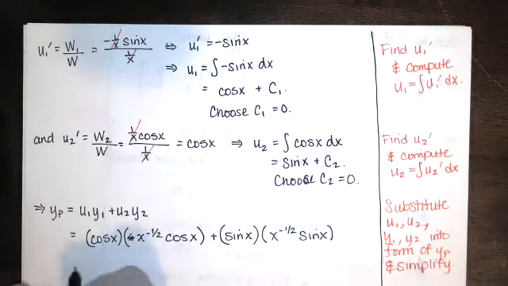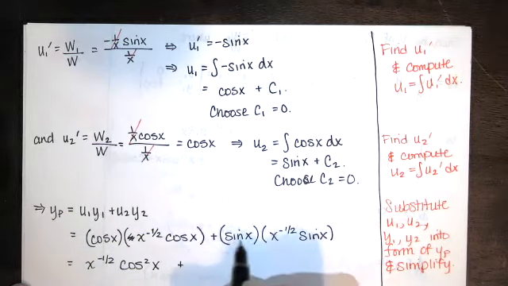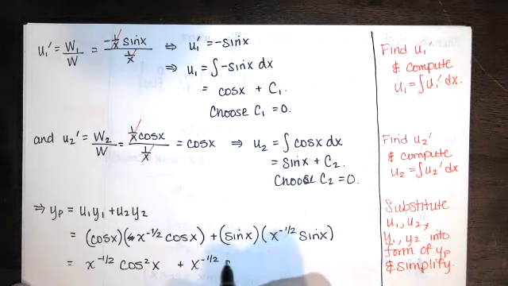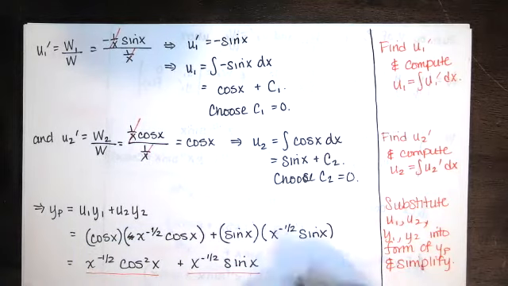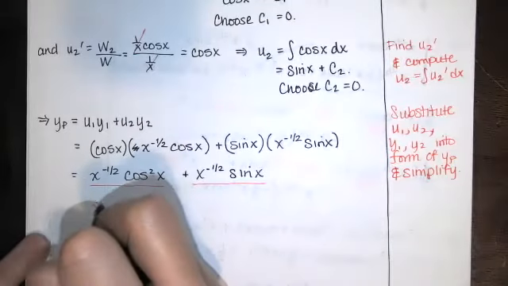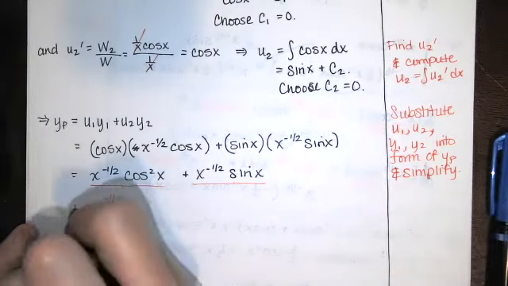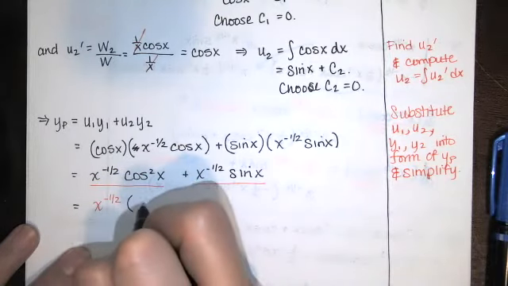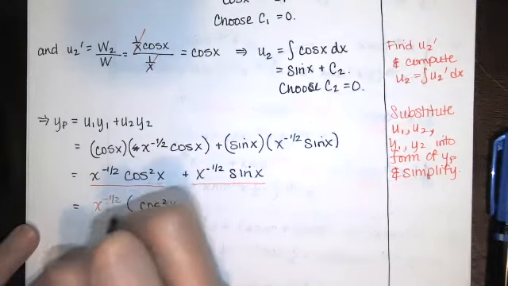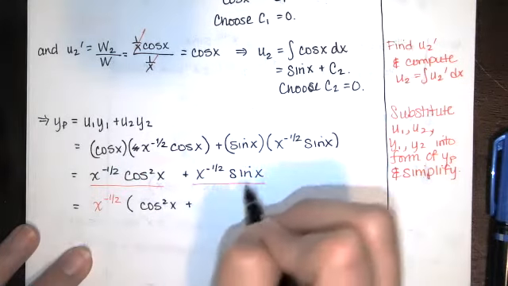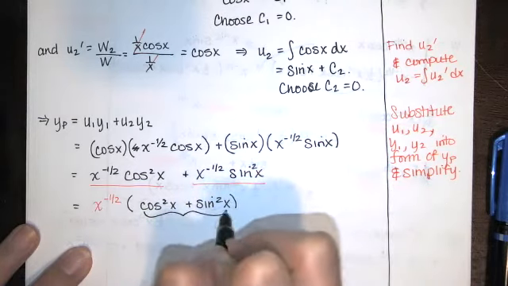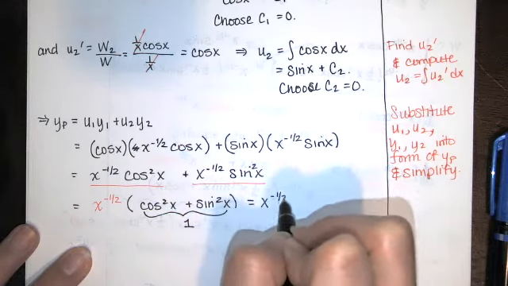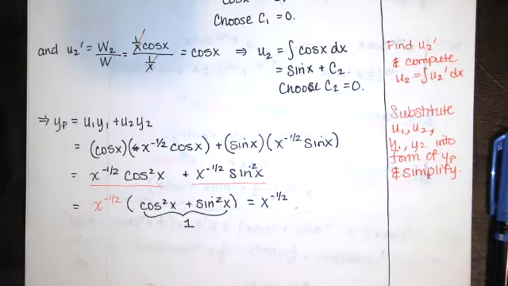And of course, we've got a cosine times a cosine, so that's cosine squared. And we've got a sine times a sine, so that's a sine squared. Do you see it coming? These guys both have an x to the negative 1/2 in common, so we can factor it out. We say x to the negative 1/2 times cosine squared would give us the first term, and x to the negative 1/2 times sine squared would give us the second term, and sine squared plus cosine squared is 1 if the angles are the same. So we have x to the negative 1/2 as our y sub p, which is very nice.